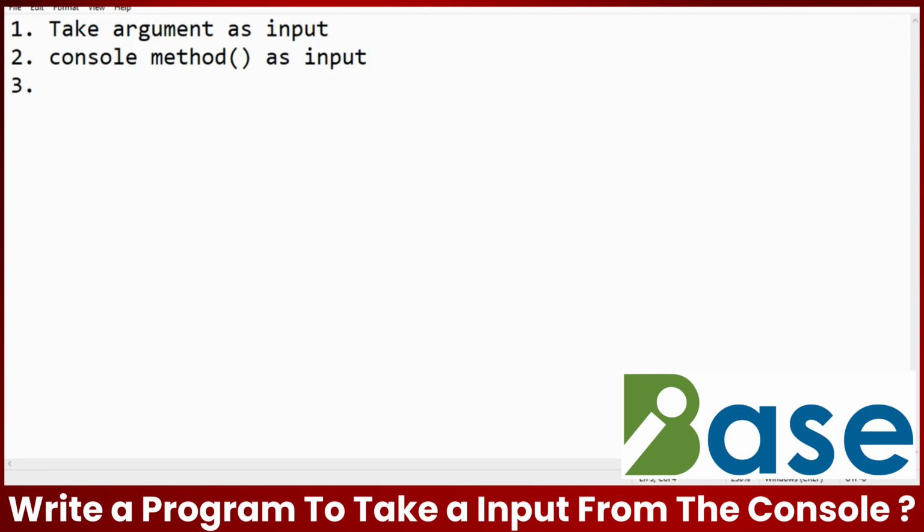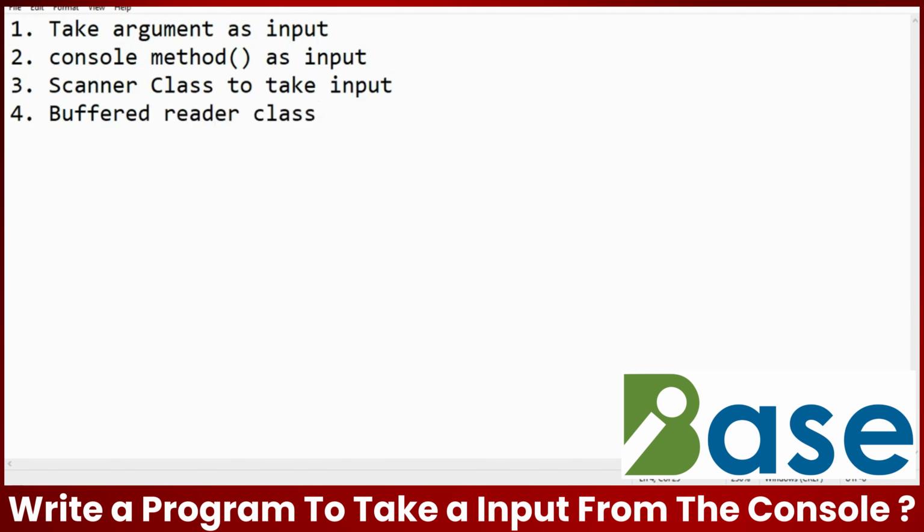Third, you can use the scanner class to take input. Then the fourth one is the buffered reader class. First one is take argument as an input. Second one is console method as an input. Third one is scanner class as an input, and next one is your buffered reader class to take the input. These are the different classes and methods we have to use. Okay, 4 ways are there.